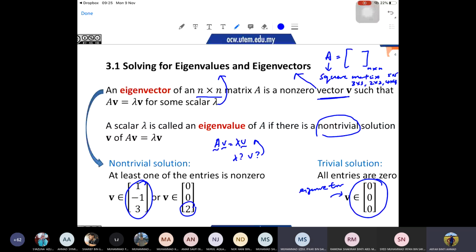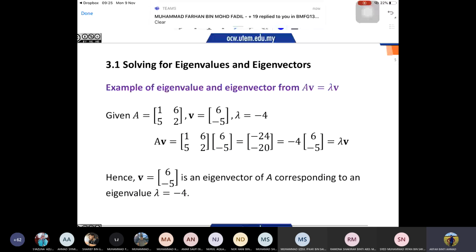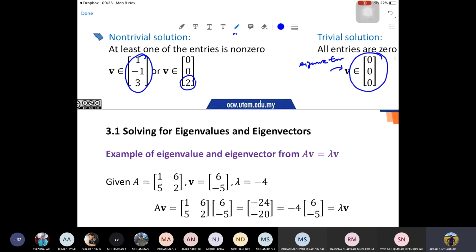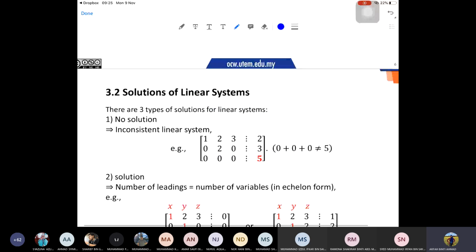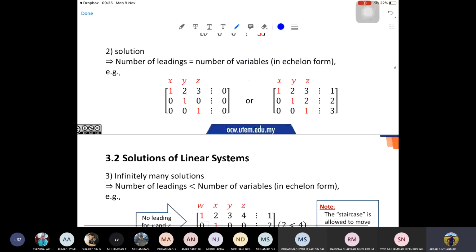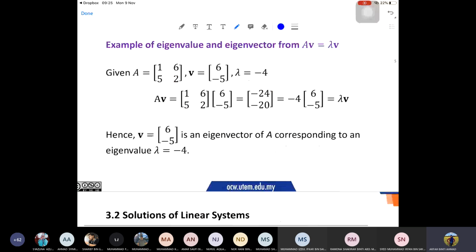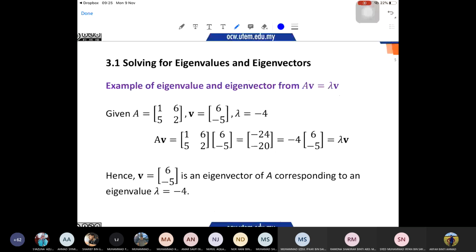Clear. Okay. So itu adalah tujuan kita menggunakan eigenvalue dan eigenvector. So example of eigenvalue and eigenvector. Okay, let's say for example you have this type of matrix. Matrix A sama dengan [1 6; 5 2] dan vector V adalah [6, -5] dan lambda sama dengan -4.